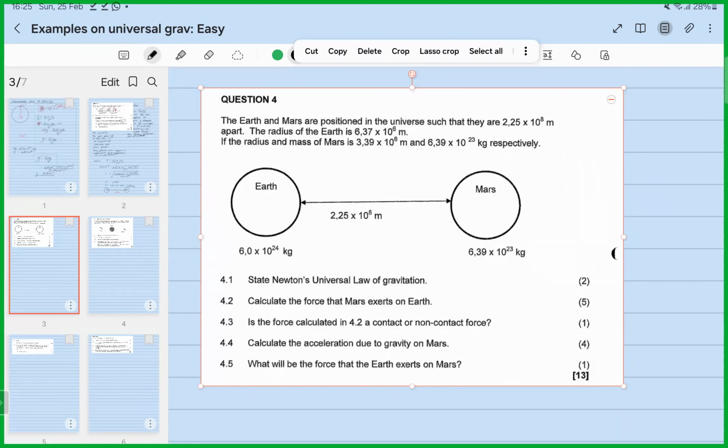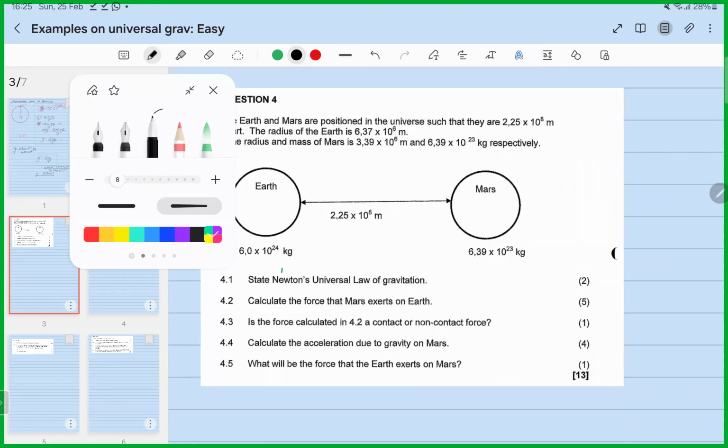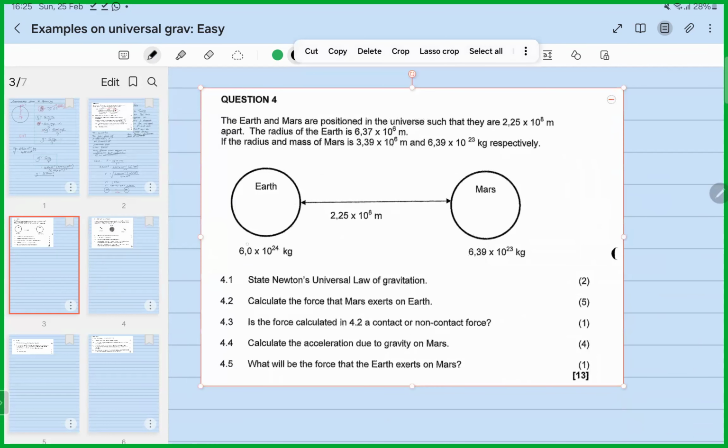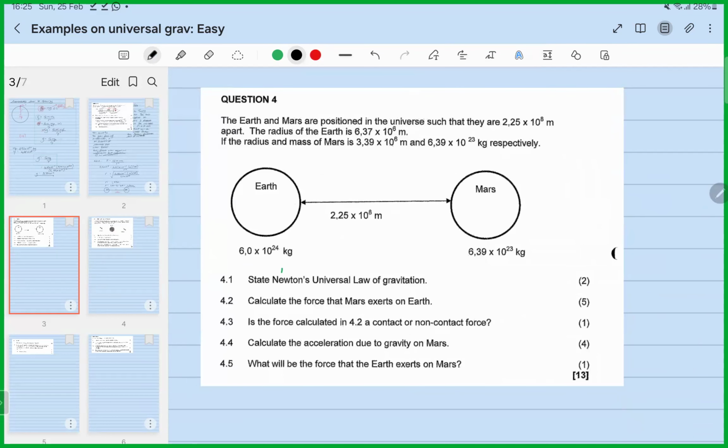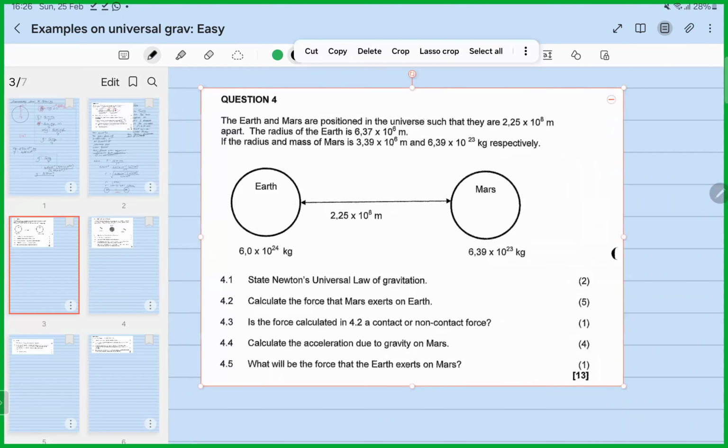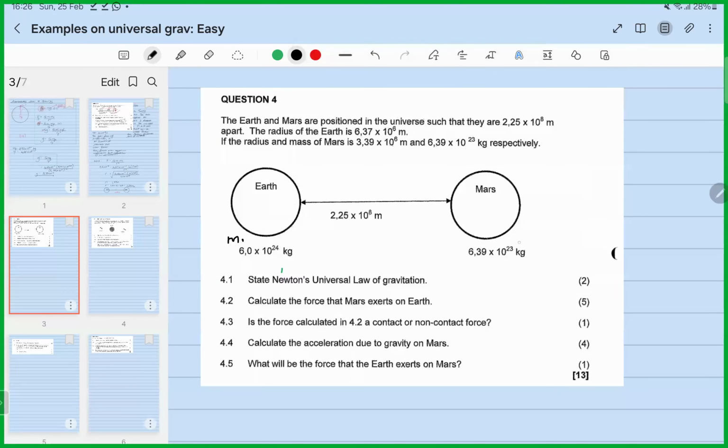One planet here is Earth, and the mass of the Earth is given to you. So there's mass 1 here, 6 times 10 to the 24. There's mass 2 here, 6.39 times 10 to the 23. And what do they tell us? The Earth and Mars are positioned in the universe such that they are 2.25 times 10 to the 8 meters apart.